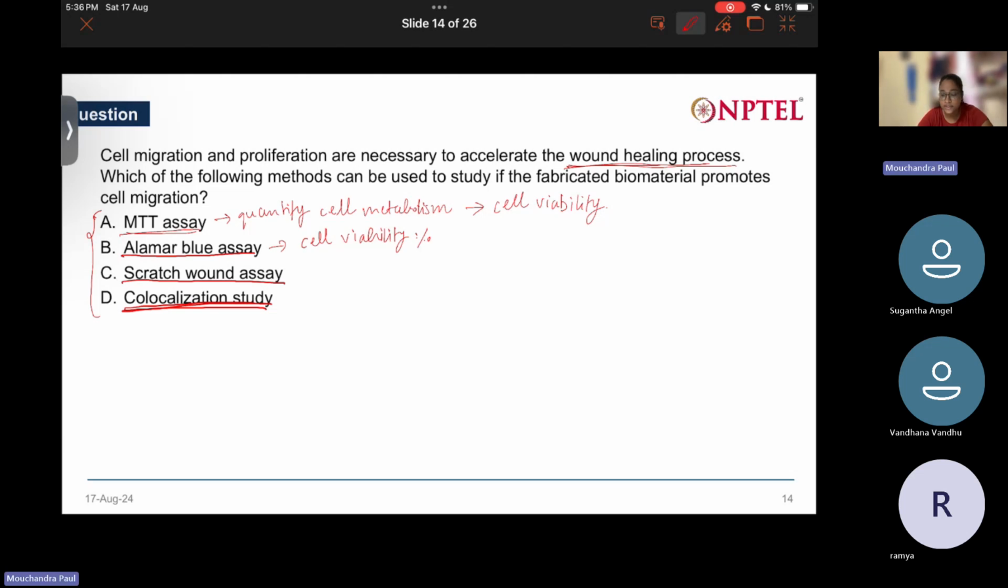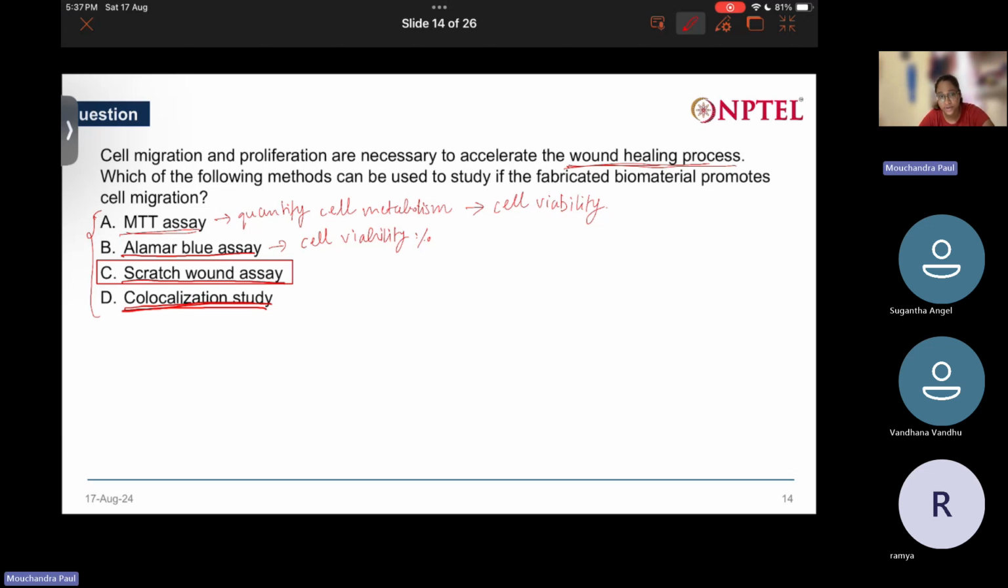Okay, no response is fine. The correct answer here is option C. The scratch wound assay actually helps us to understand whether or not cells can migrate onto a biomaterial. Because as I showed you, over a period of time, that scratch disappears.